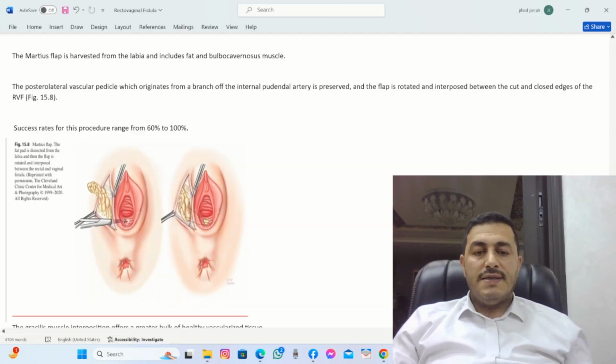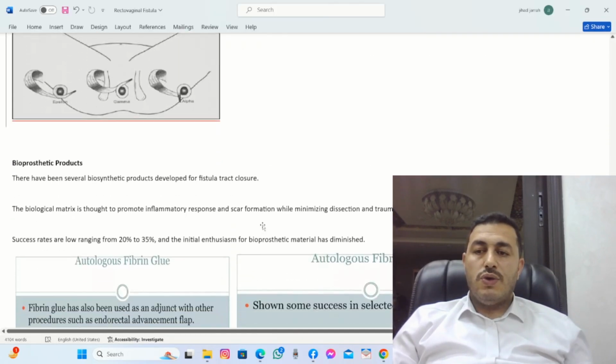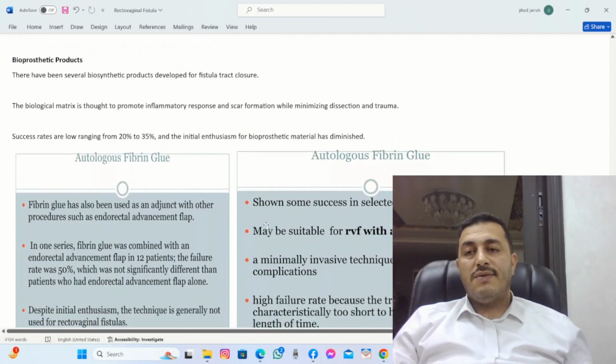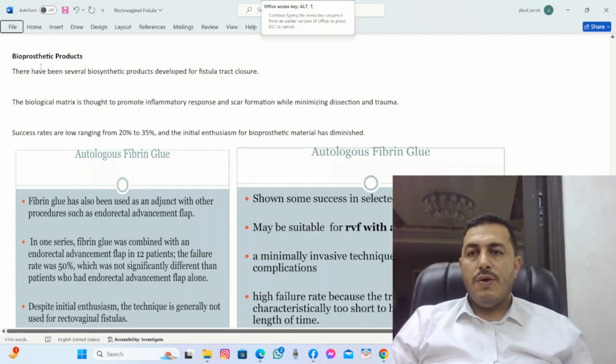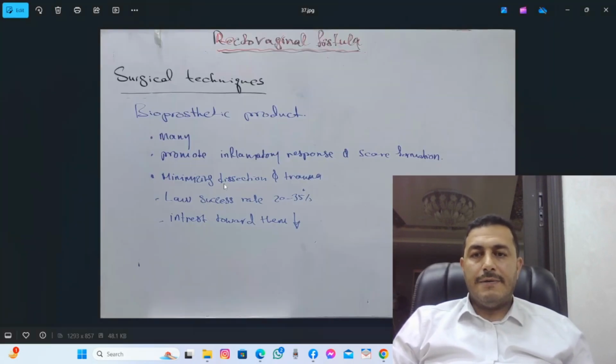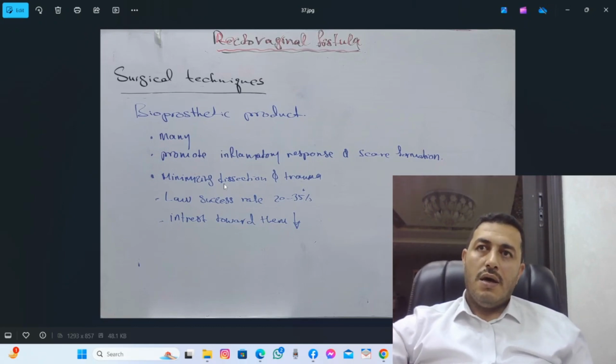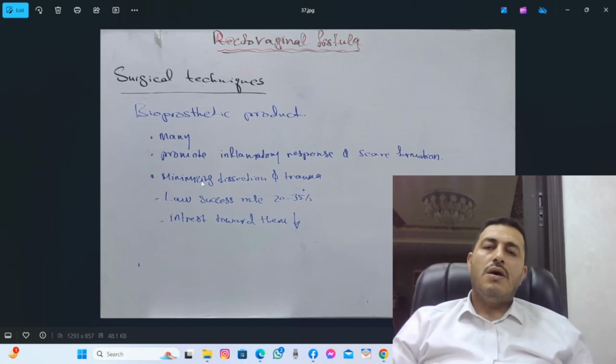Let's move to another technique, which we call the bioprosthetic product, and we will see that we may use this as an adjunct. The talk about bioprosthetic products is actually limited. It's not the mainstay treatment. It's usually used to reinforce other surgical modalities as an adjunct, and we have many options. The bioprosthetic products enhance scar formation.